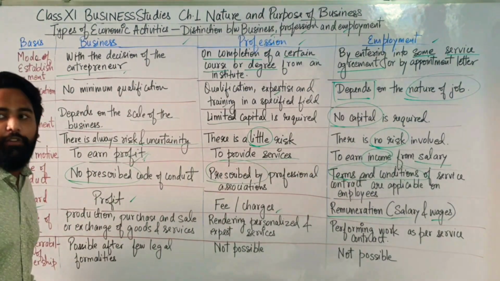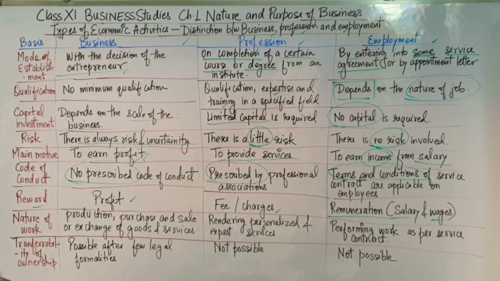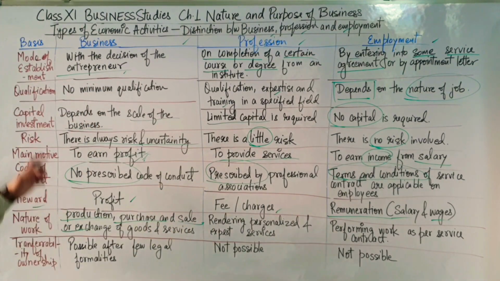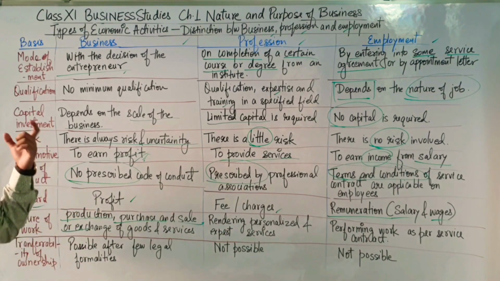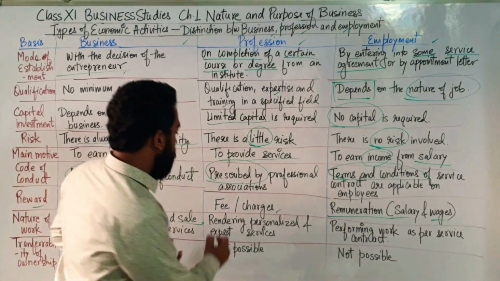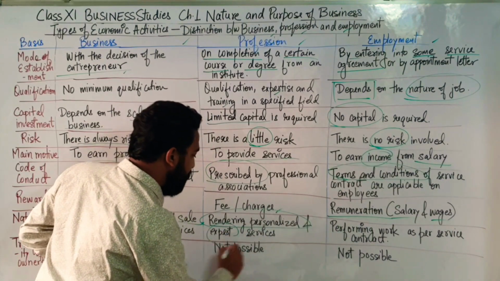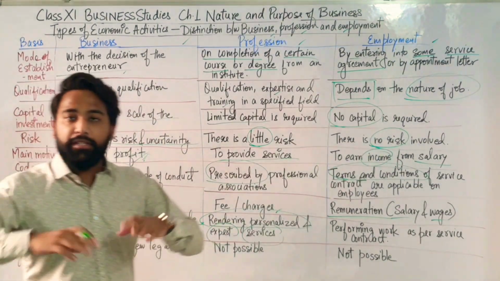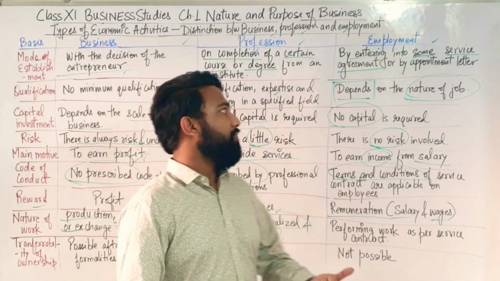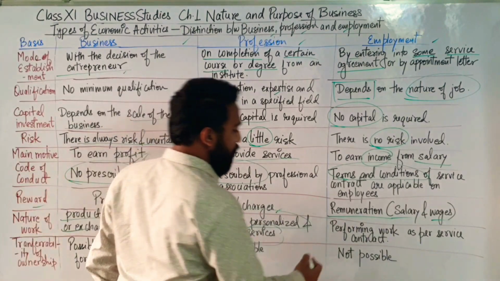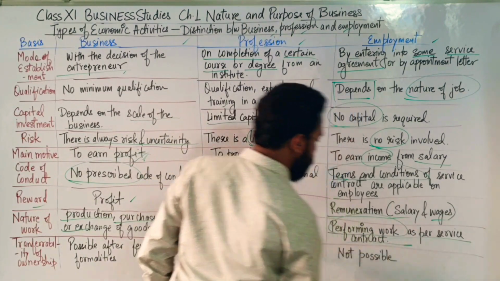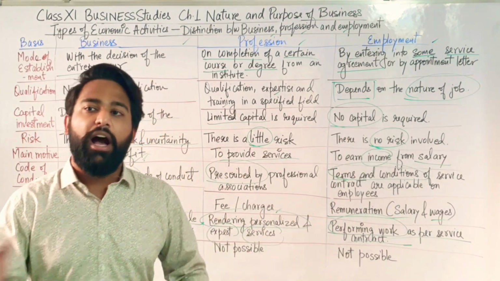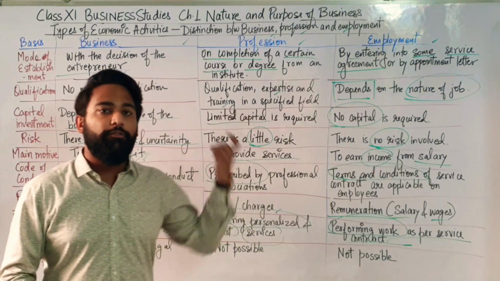Now, what about nature of work? The nature of work of business is production, purchase, sale, exchange of goods and services. All these things come under the nature of business. What about profession? Rendering of personalized and expertise services. Now, what about employment? Performing of work as per the service contract. As my contract is telling me to do certain work, I have to perform that work.